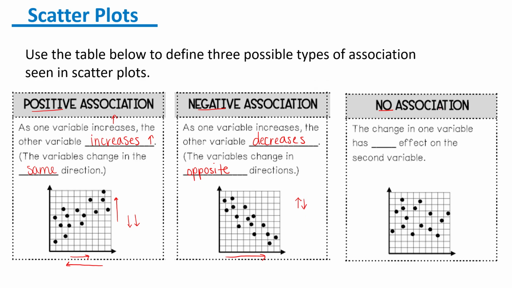And last, we have no association here. That means that the change in one variable has no effect on the second variable. So as you can see here, as we increase from left to right on the x-axis, nothing's really changing about where my points are on the y-axis. It's just a big blob of points. So that's what we would call no association. There's no trend.